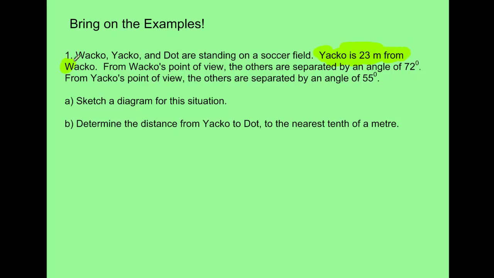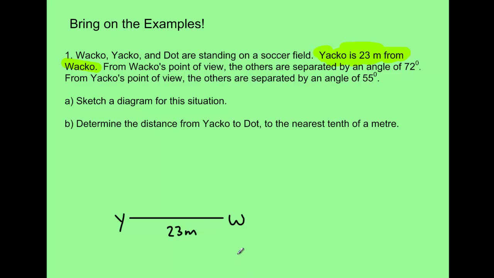important information right there. And so what I can do is I can just draw a line or something. I don't really know what this triangle is going to look like yet. We'll probably use Y to represent Yakko and W to represent Wacko. So it says Yakko is 23 meters from Wacko. So let's put Yakko right here, and we'll put Wacko right here. And we'll put a line between them. So we're probably going to be making some sort of triangle here. And I know that they're going to be 23 meters apart.